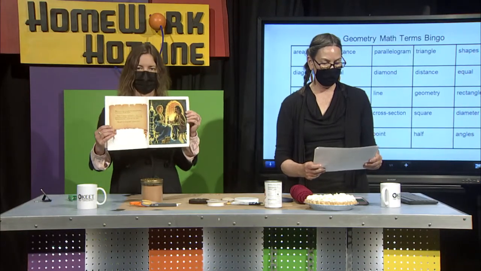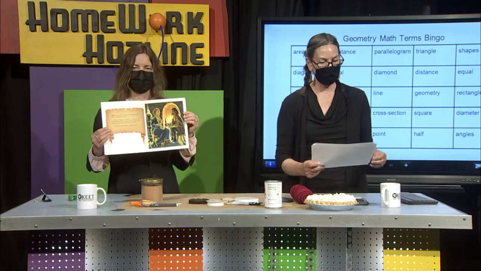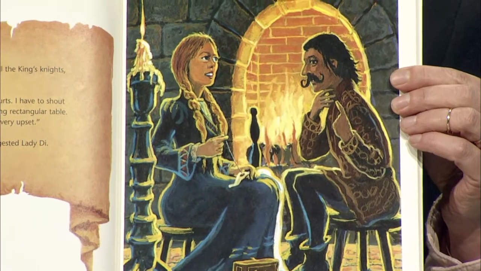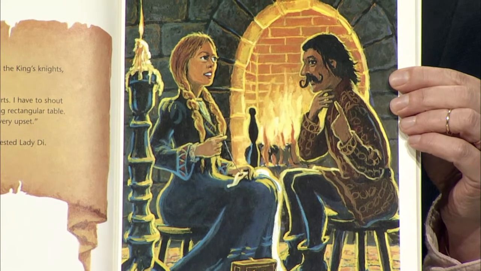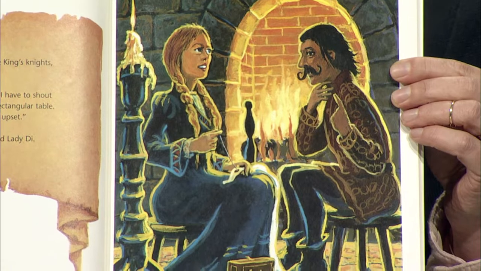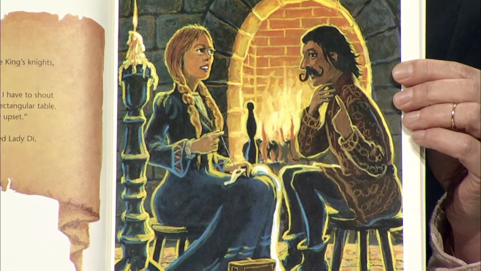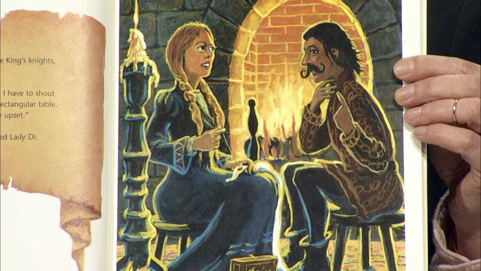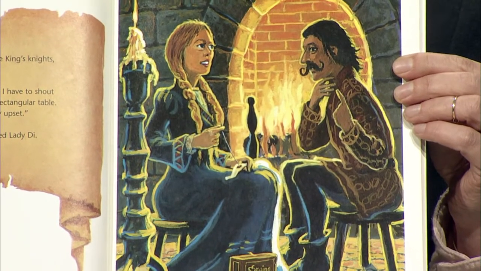After the first day of meetings with all the king's knights, Sir Comfrance sat with Lady Di. "Oh," he groaned, "my throat hurts. I have to shout to be heard at the other end of the long rectangular table. Everyone has to shout, and the king is very upset." "Why don't you fix the table?" suggests Lady Di.